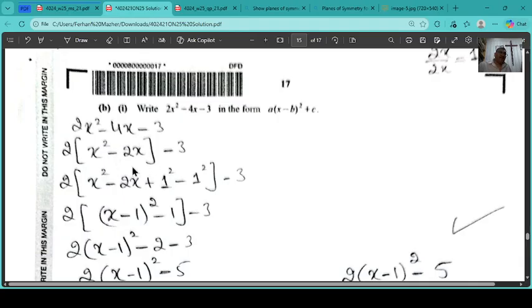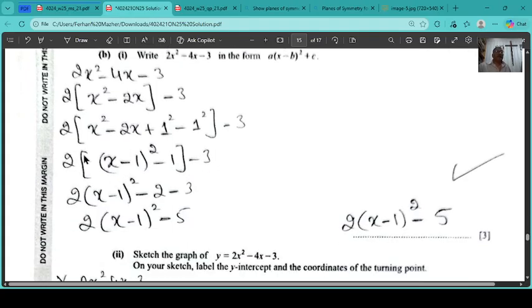I will take the term which has x, in my rough work divide it by 2x, and I get 1. The square of the 1 will be added and the square of the 1 will be subtracted. So these three terms will close and make the formula of (x minus 1) whole squared. This is minus 1 squared, bracket close, minus 3. Open this, meaning the square bracket.